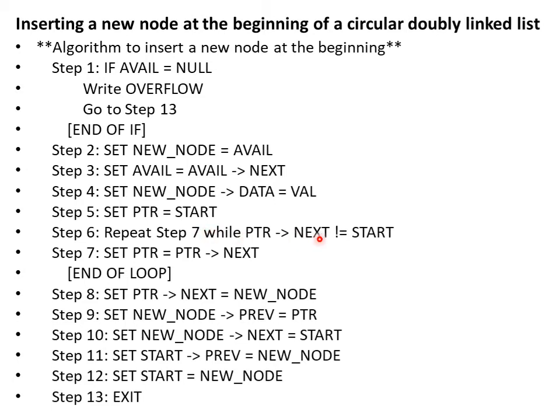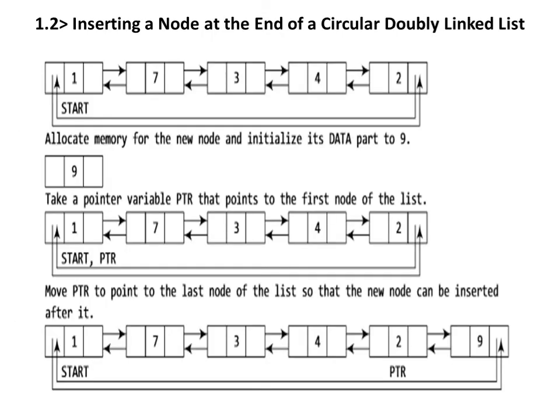Repeat step 7 while pointer is not equal to start, until it comes out of the loop. That means pointer equals pointer of next. When it comes out of that, next I set pointer of next equals the new node. Then new node prev equals pointer. Then new node next equals start. Then start of prev equals the new node. Then start equals the new node. Then after this it will exit. Here you can see how it is done.